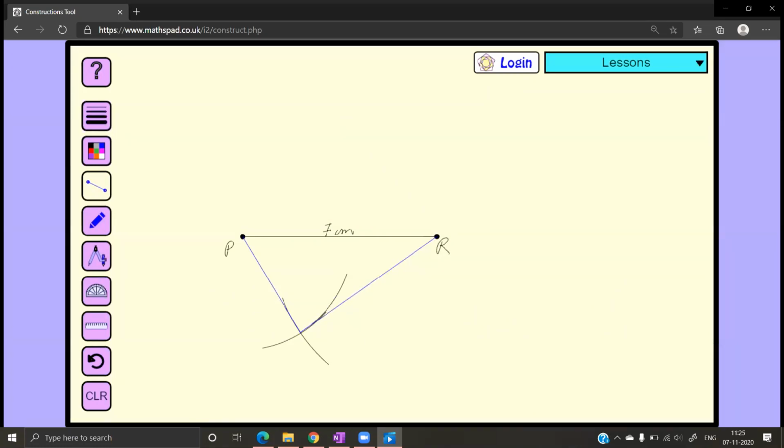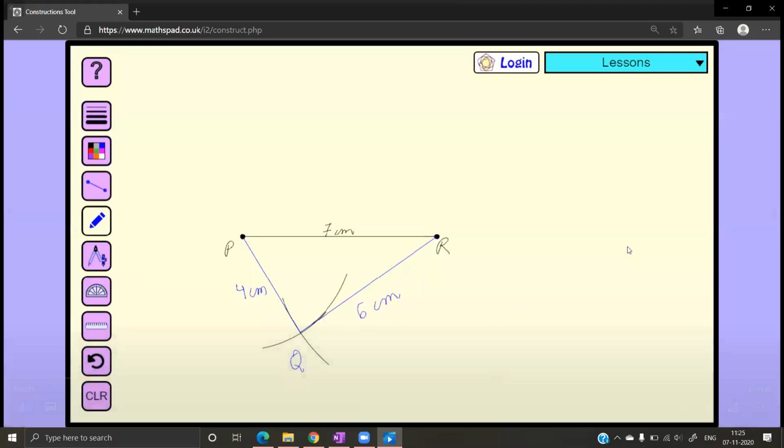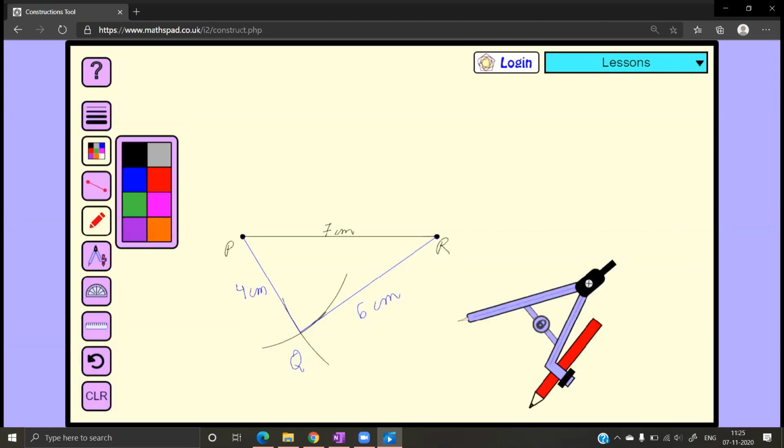The point below which we used here is point Q. And now you can write down the measurements, which were PQ is 4. Do cross check with the ruler that the measurements are as given. In case they don't match, you can erase and draw again.